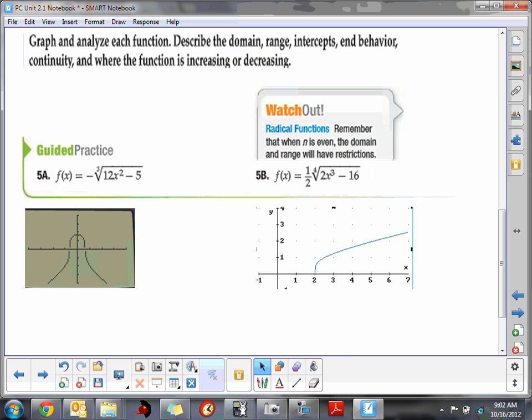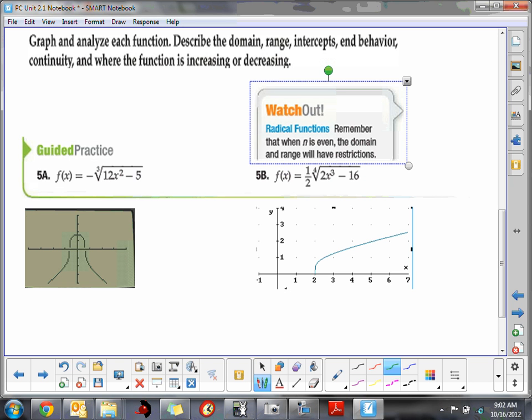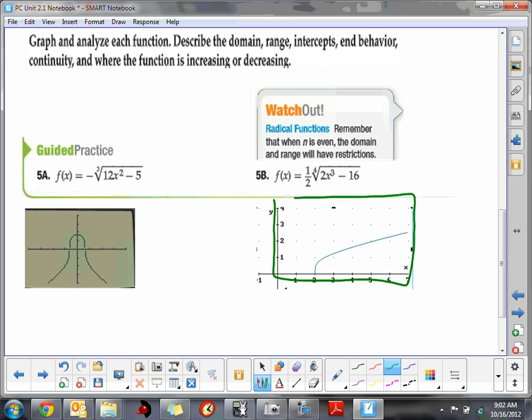The one thing to watch out for, I put it up here as well so that you can pay attention to it. Keep in mind when you have an even root of a radical, all you have are the positive values, so it's going to be restricted to this first quadrant. So that's our entire graph.